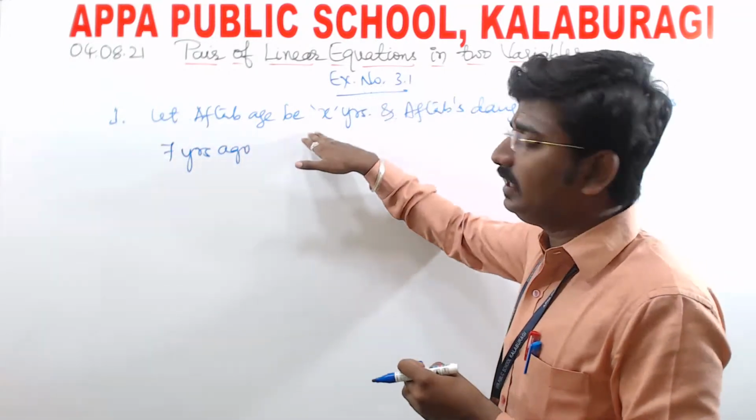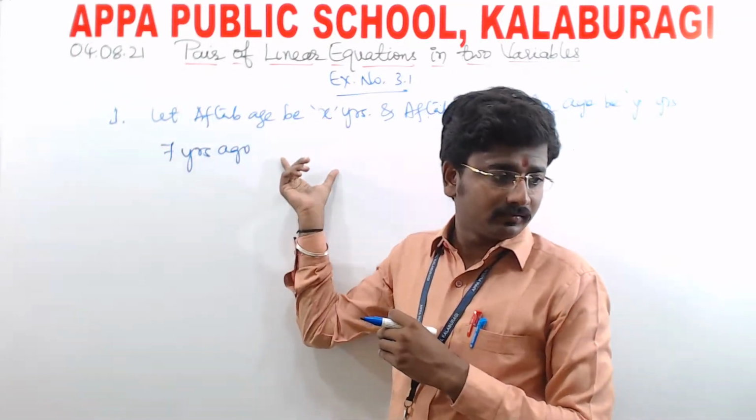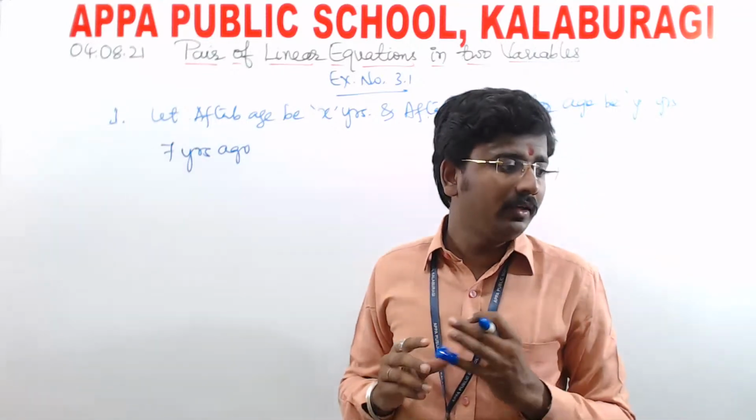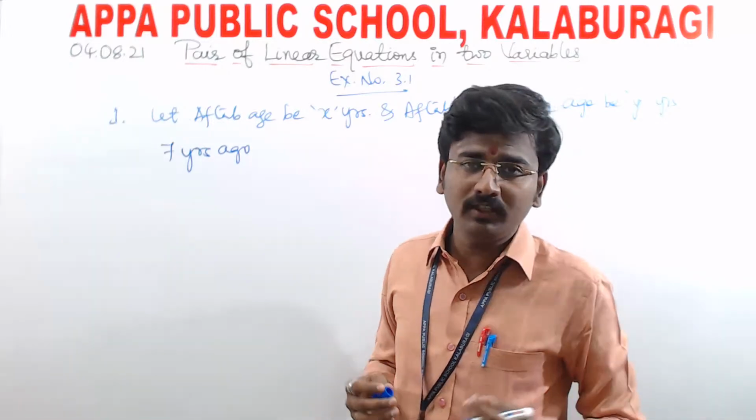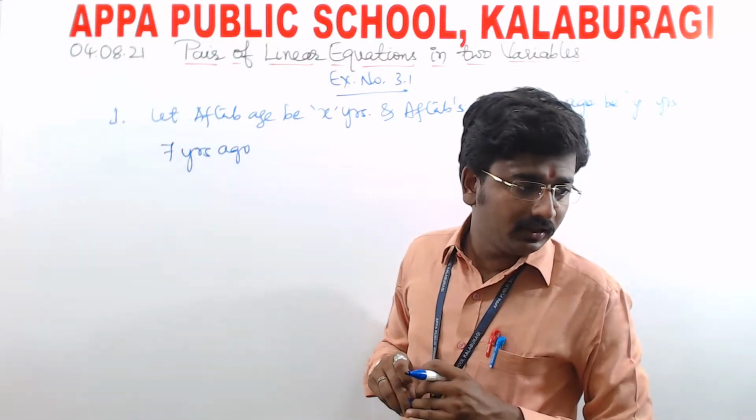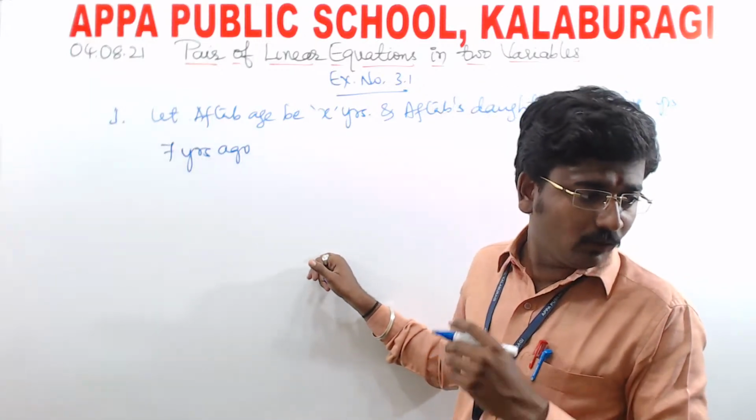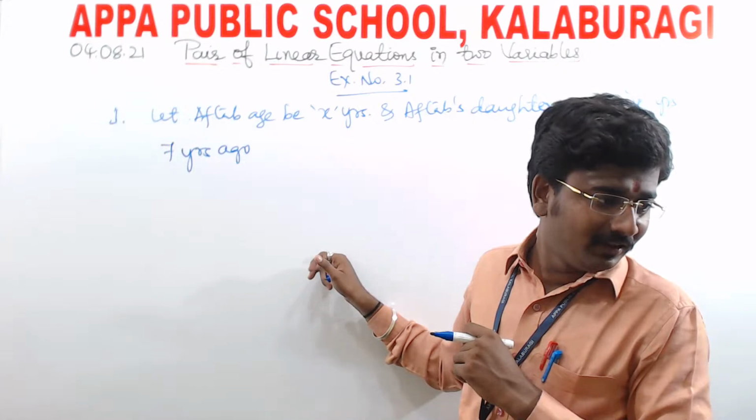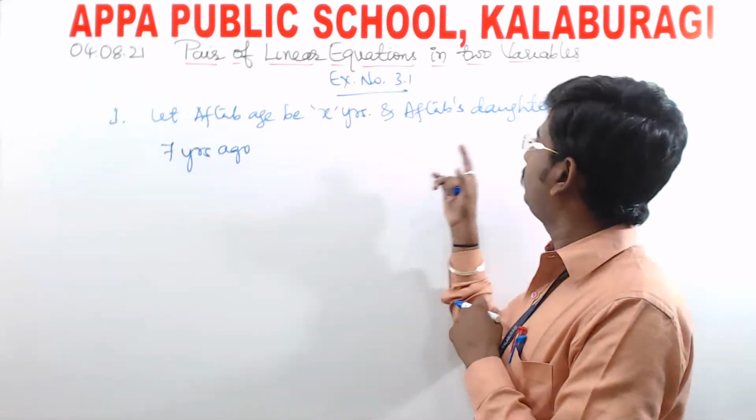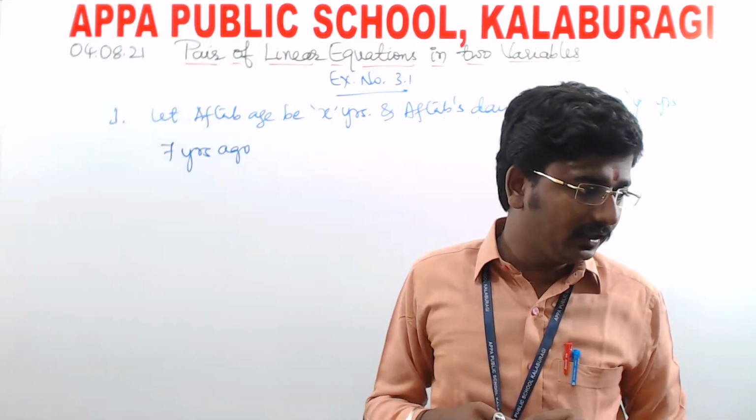If x was the present age of Aftab, what would be Aftab's age 7 years ago? Anyone? Minus 7. Not only minus 7, Anjali. There should be something. I don't know what Aftab's age is. What we have assumed? x. x minus 7. Very good. Good, Anjali, Smriti. Excellent. Okay, 7 years ago. Anybody else? Then what would be Aftab's daughter's age? Good. Shreya, Vrishab, Shivani.